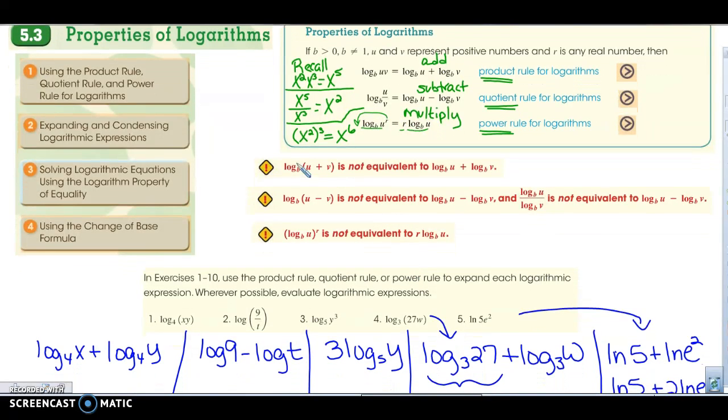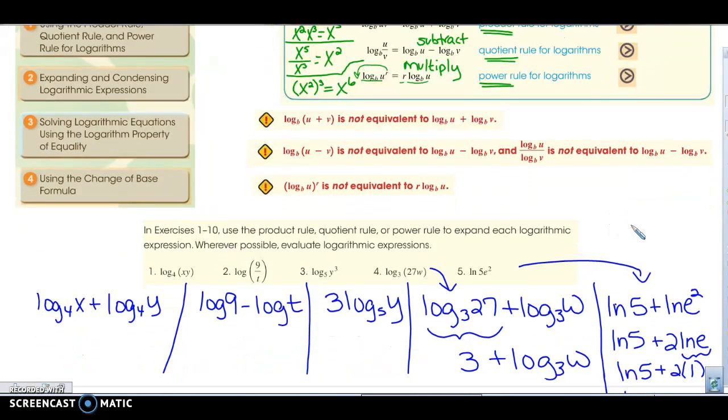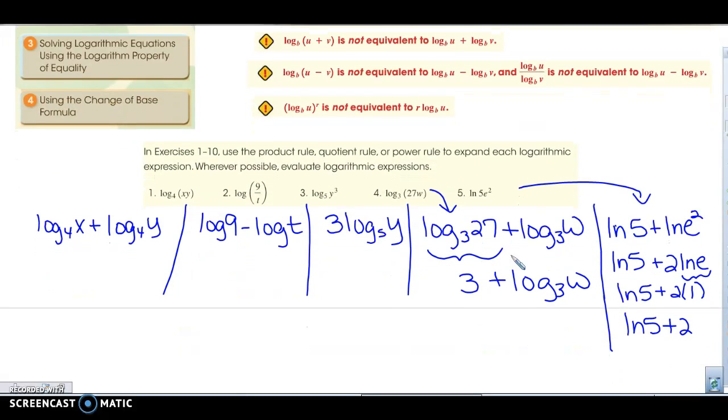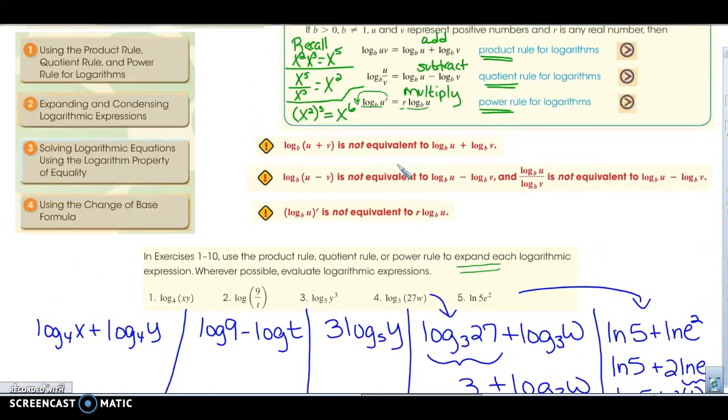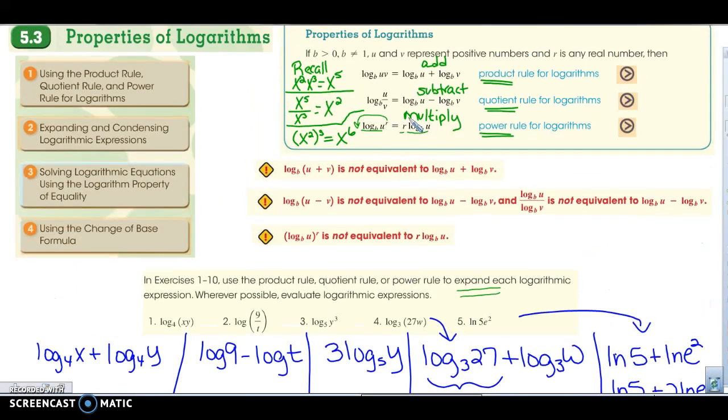All right, take a look at these common mistakes. People try to take these rules and get creative and use them in these situations, and it does not work. The first type of problem that you're going to encounter is something like this, where they want you to use one of those three rules to expand the logarithm. So you are given a single logarithm and they want you to expand it as a sum, difference, or product, as we see up here.